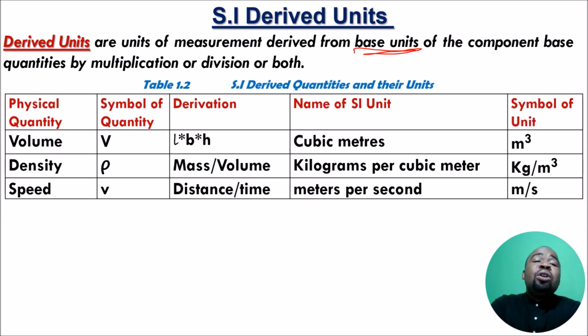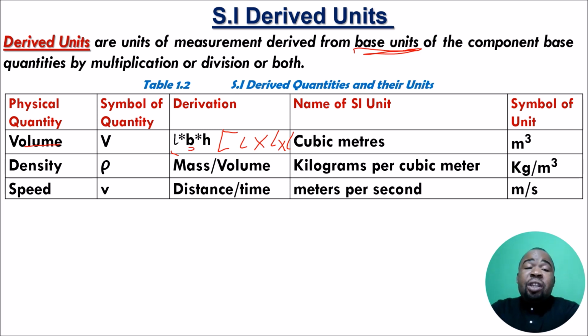Now, let me use some examples here. We know that volume is three-dimensional. In most cases, I'll use a cube, which is L times B times H. In a cylinder, it's pi r squared, the area of the surface at the base, times the height or the length of the cylinder. It's three-dimensional. Now, in that case, if we want to derive the SI units of volume, we are saying volume is the same as length times length times length. Why are we saying so? Length is just the distance between 2 points.